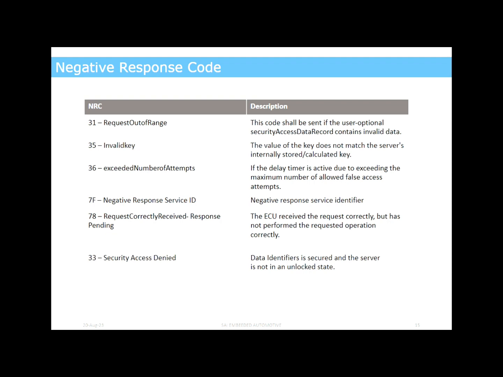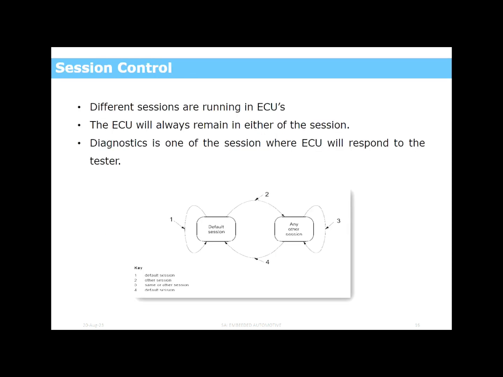7F is the negative response service ID. It represents the negative response service identifier. 78, request correctly received, response pending: the ECU received the request correctly but has not yet performed the requested operation. Next, security access denied: the data identifier is secured and the server is not in the unlocked state.